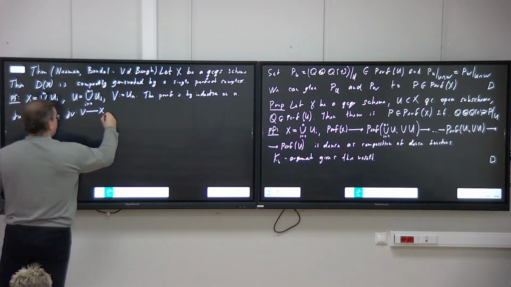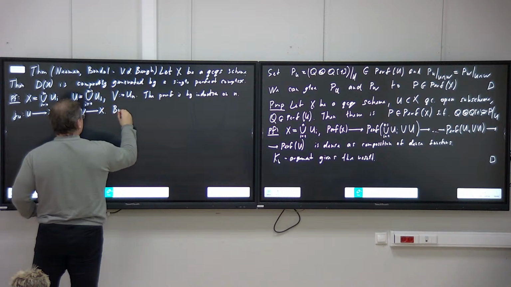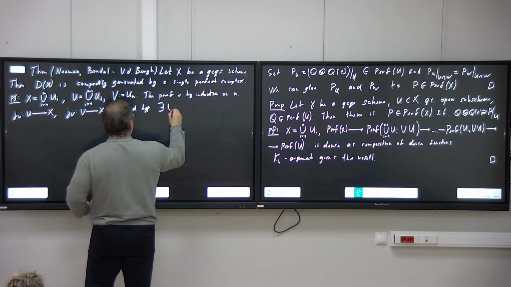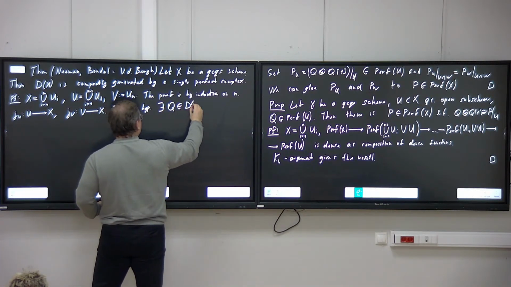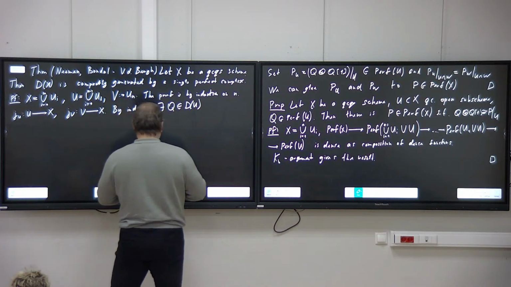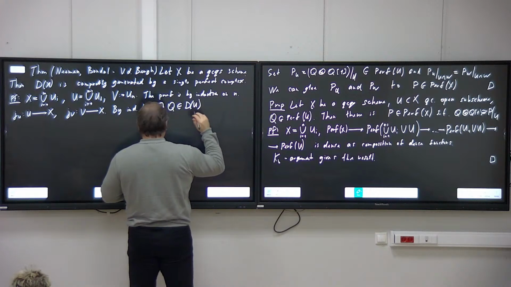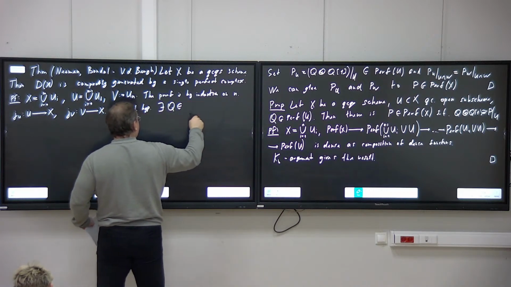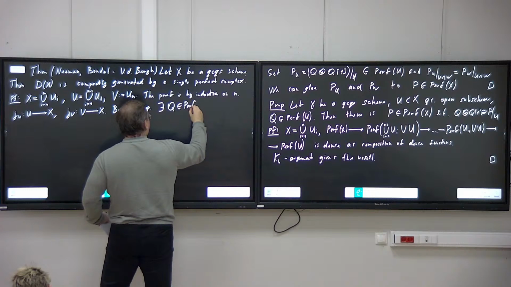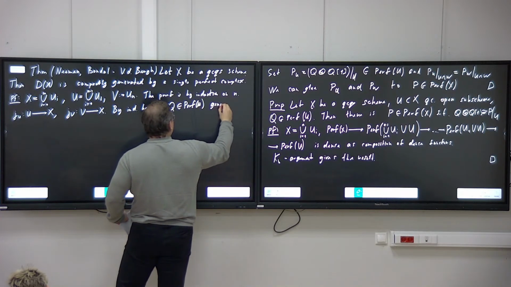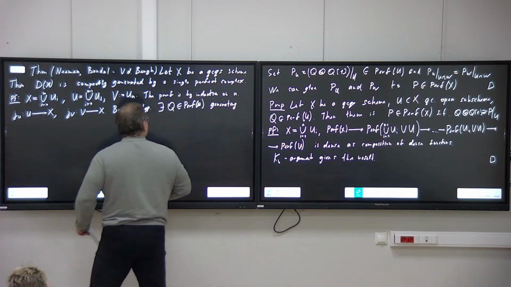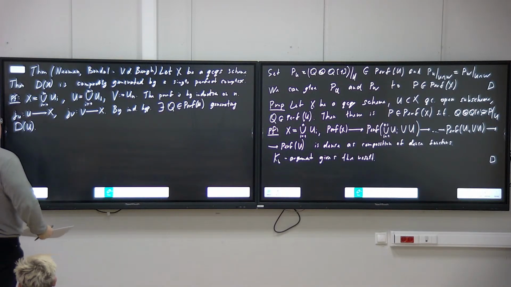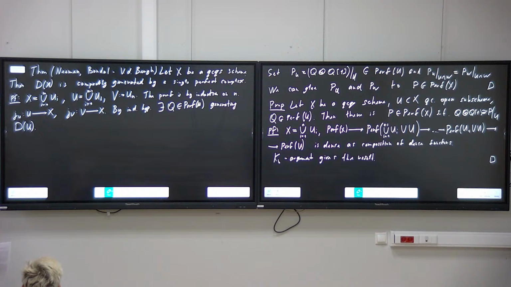So I know by the induction hypothesis, I can say that there is an object Q in the D of U, since U is covered by the n minus 1 affine opens, such that, well, there is this Q. Actually, I can even better write that this Q is in the Perf of U, generating this whole category D of U. Okay, so I want to start with this Q and construct a new generator for the X.